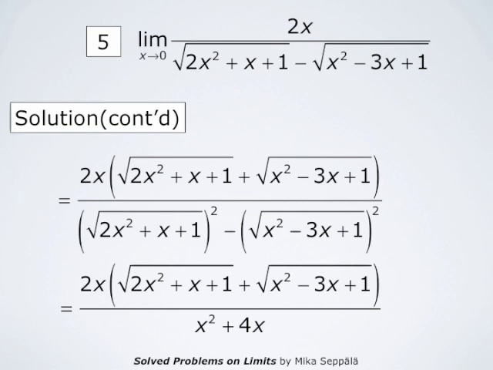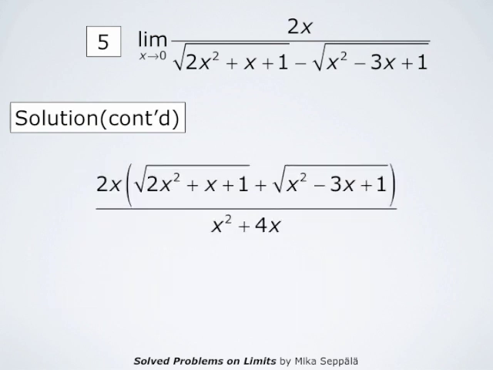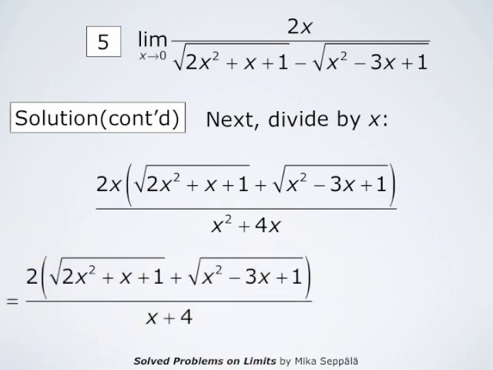Now here x approaches 0. Even after all these rewritings, if we substitute x equals 0, we get 0 divided by 0, which is not a number. So in order to rewrite this expression that we have now obtained into a more suitable form, we divide by x. We divide both the numerator and the denominator by x. In the numerator we get just 2 times the sum of the square roots.